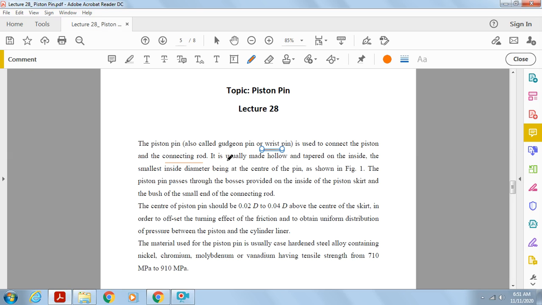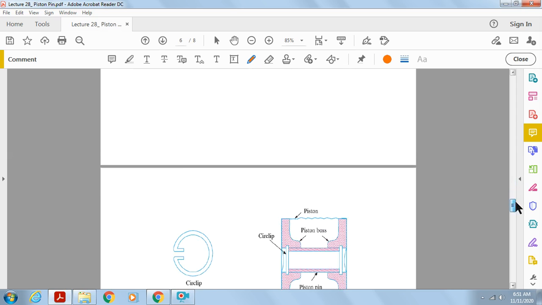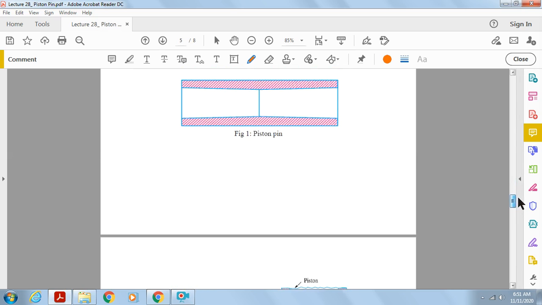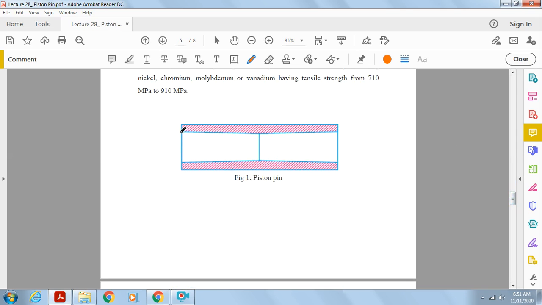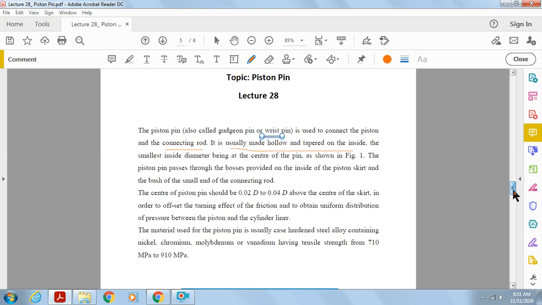It is usually made hollow and tapered on the inside, with the smallest inside diameter being at the center of the pin, as shown in figure 1. Just look at this: it is completely tapered. At the very center the tapering is the most, and the inside diameter is the least.